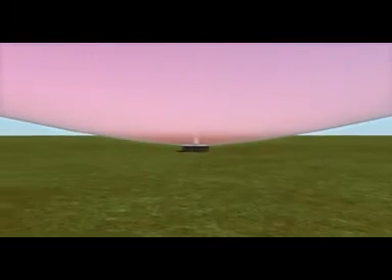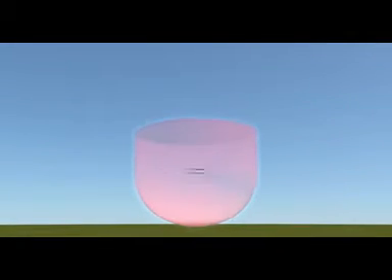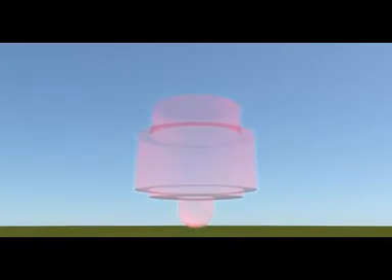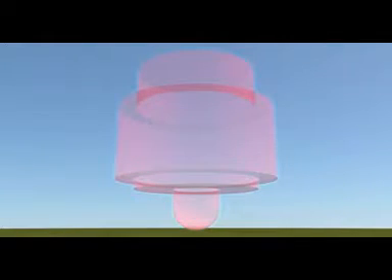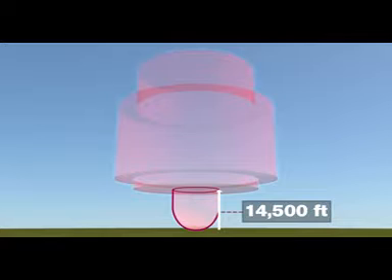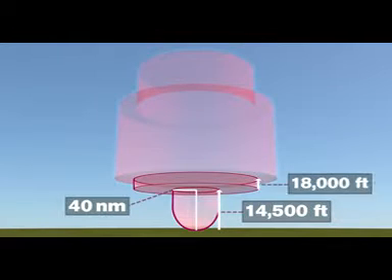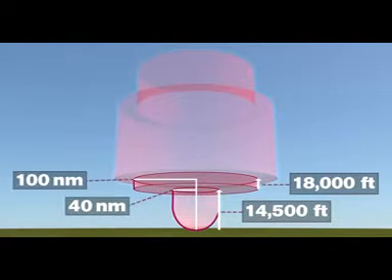A low VOR is more powerful and has a range of 40 nautical miles and reaches an altitude of 18,000 feet AGL. And finally, there's the high VOR. This VOR is used to build the high-altitude airways that exist from 18,000 feet and above. This VOR is higher powered and has many layers to it. The first is from the surface up to 14,500 feet AGL and has a range of 40 nautical miles. The next layer is from 14,500 feet to 18,000 feet and a range of 100 miles.